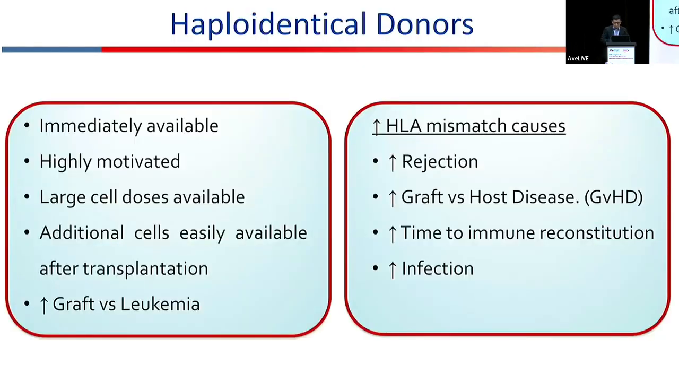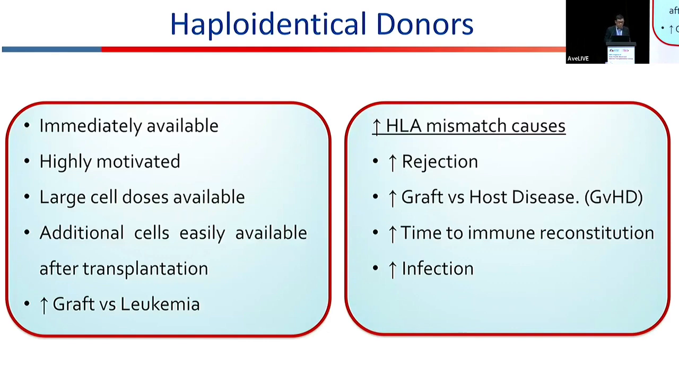Haploidentical donor, as you know, offers all the advantages as an alternate donor option. As you can see from this chart here, it is always almost immediately available. The donors are highly motivated. We are able to harvest large numbers of cells, and we have the additional advantage of harvesting extra cells for future use or in case the patient has relapse or infections, either for DLI or for memory T-cell infusion like what Prof. Leong has mentioned.